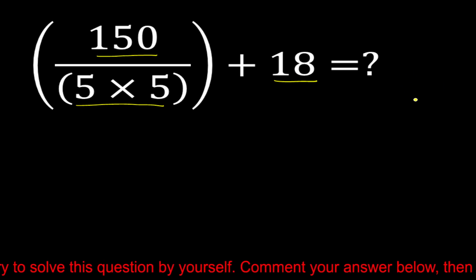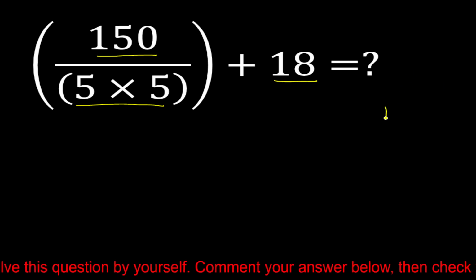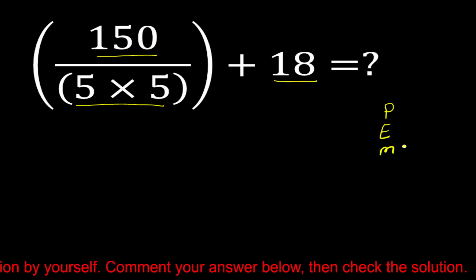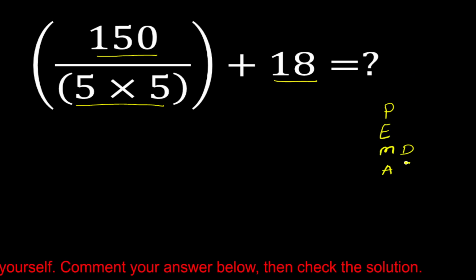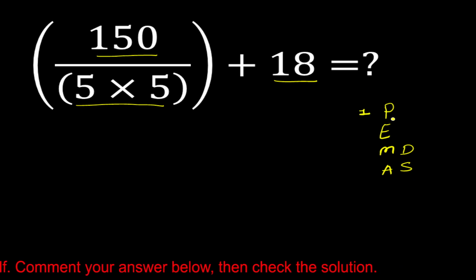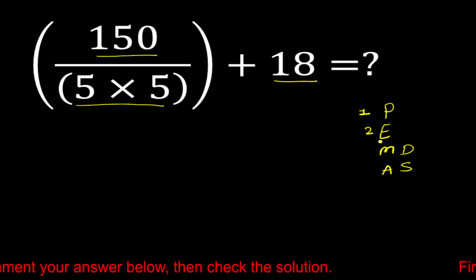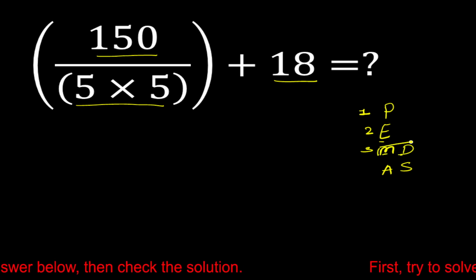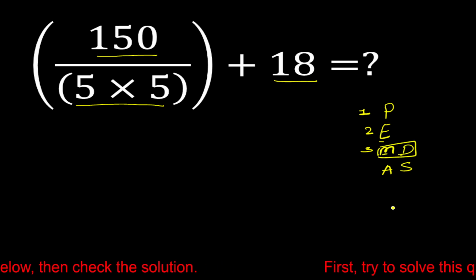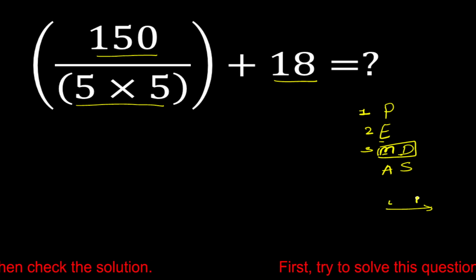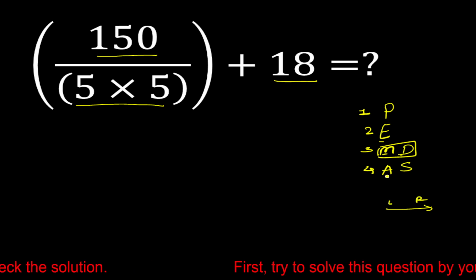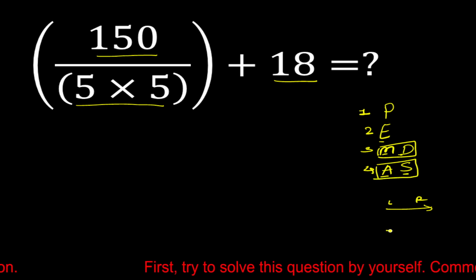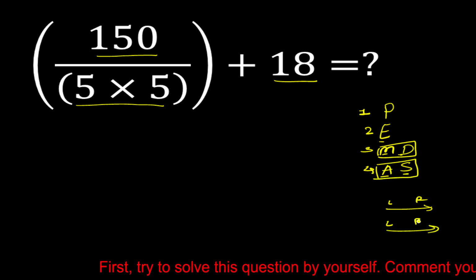So now let's solve this problem correctly by using the PEMDAS rule. According to PEMDAS, first priority is parentheses, second priority is exponents, third priority is multiplication and division. Here multiplication and division both have equal priority, so we have to solve from left to right. Then the fourth and last priority is addition and subtraction. Addition and subtraction also have equal priority, so we have to solve from left to right.